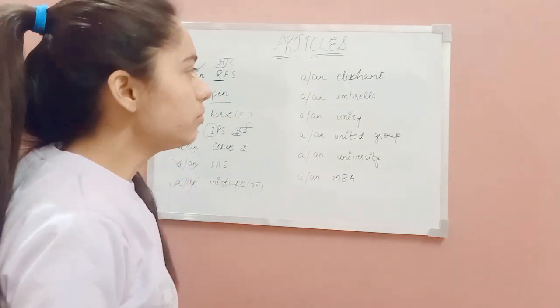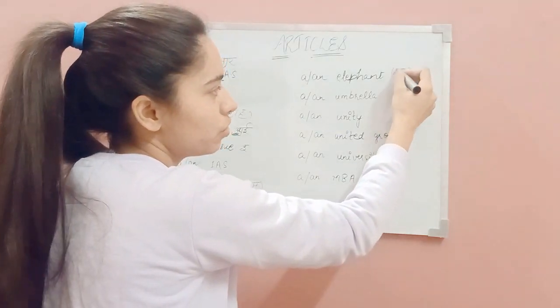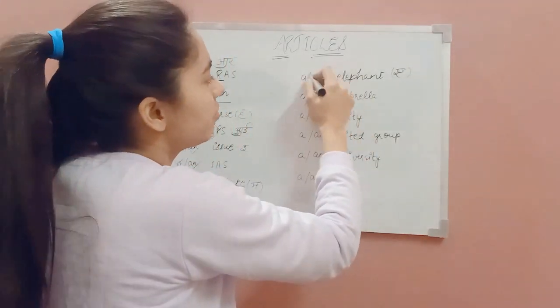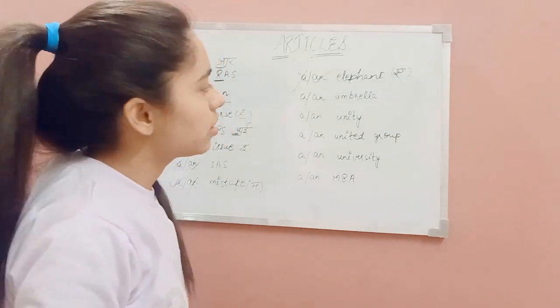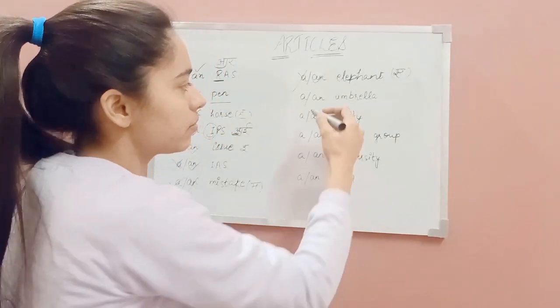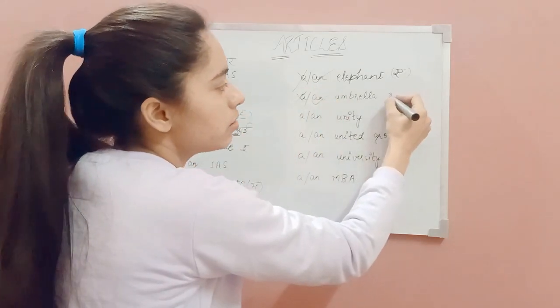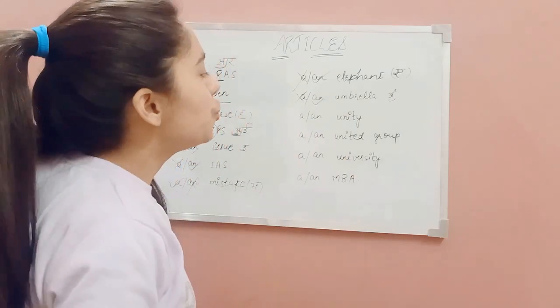Elephant. A sound is coming if I'm not wrong. Like vowel sound is coming. So an elephant, not A. Umbrella. N, not A. Why? Because umbrella, A sound is coming.